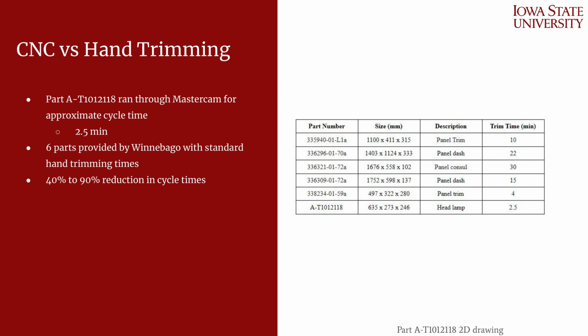We received access to hand trimming data for cycle times for parts run on the hand trimming process, and we were able to simulate in Mastercam how long it would take to trim parts on the CNC machine. And also we were able to compare some of this to industry references, and what we found was a 40 to 90% reduction in cycle times based on the size and complexity of the parts. Running parts through the CNC machine is faster every time and just a much more efficient process.